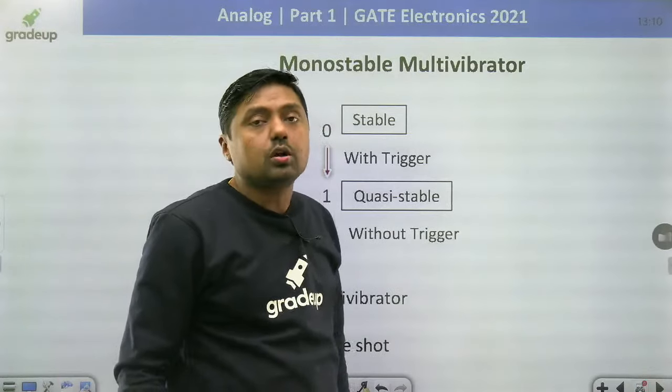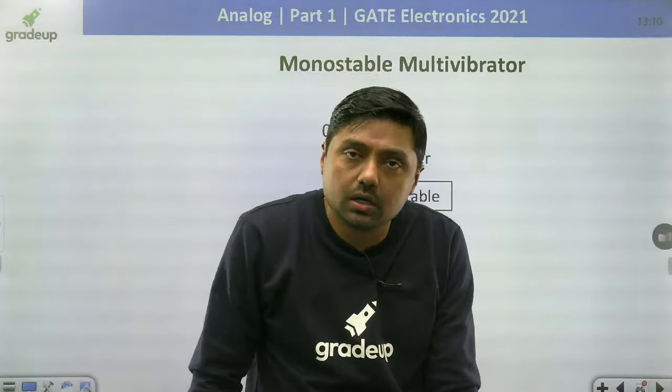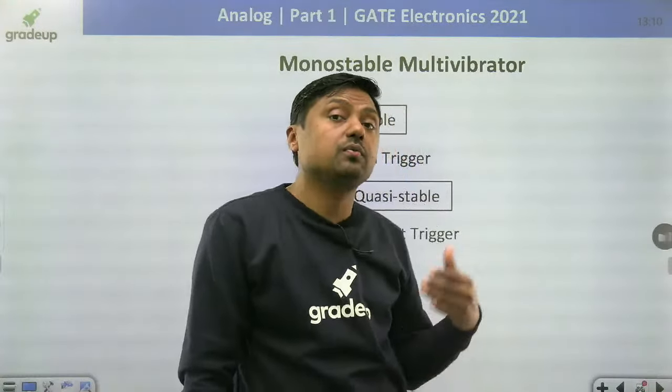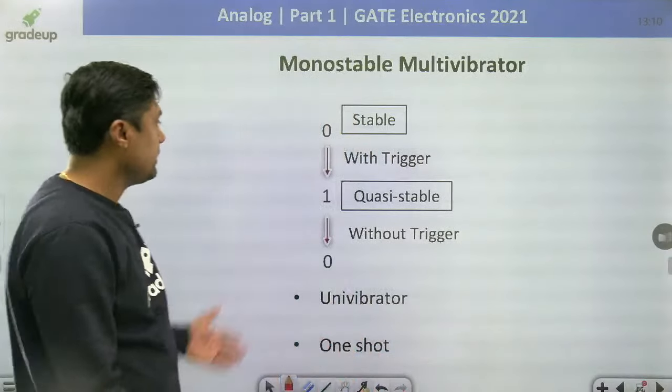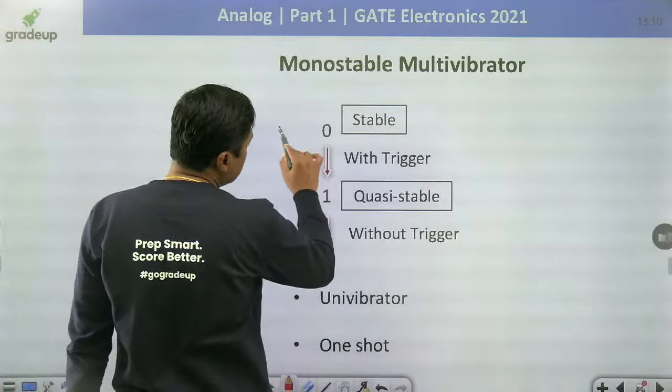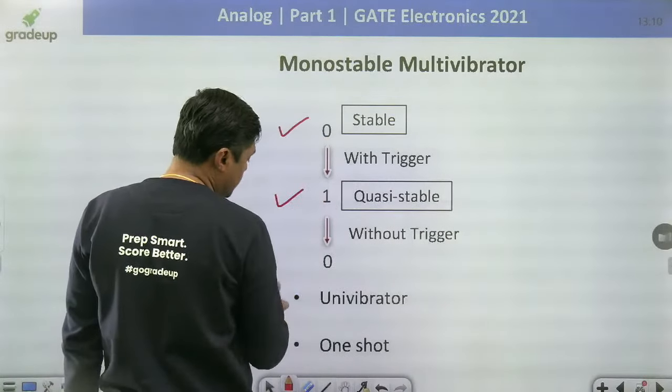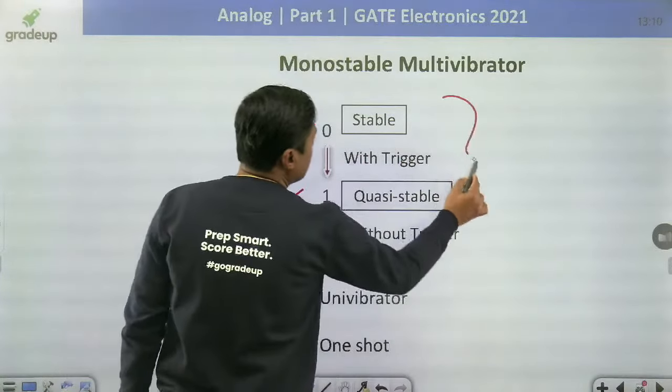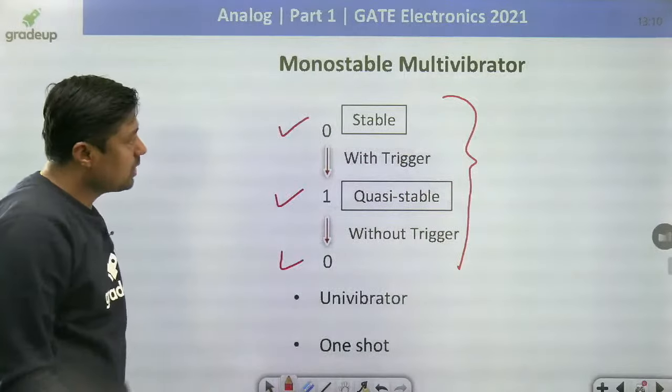Yes, it is called non-linear application of what? Non-linear application of operational amplifier. Right. Now, monostable multivibrator: one state is what? 0, one state is what? 1, one state is what? 0. This is the complete diagram.